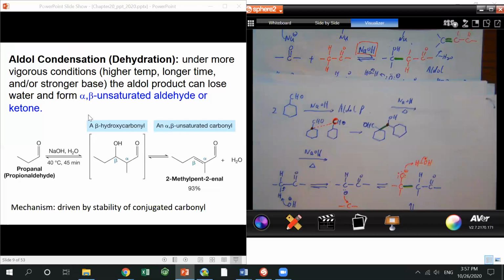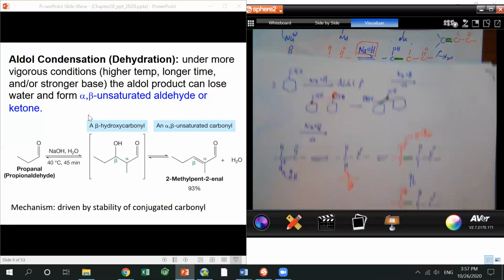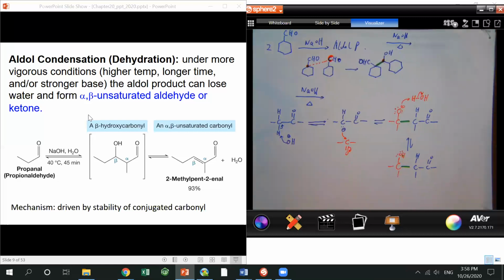Now we're done with the aldol. The whole process is reversible, so the aldol actually has a very small bond. Sorry. And then if we want to push it further down, we have to do the condensation.